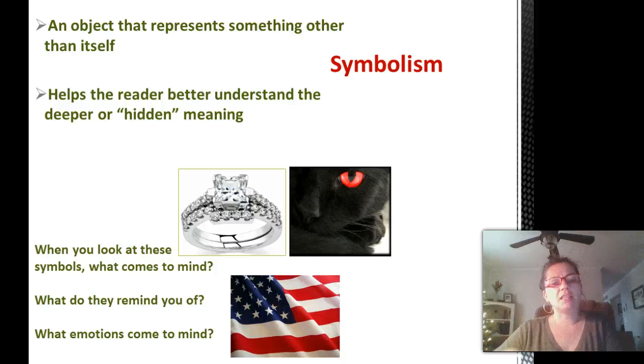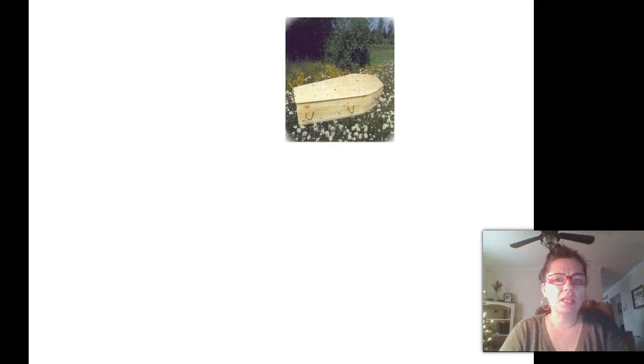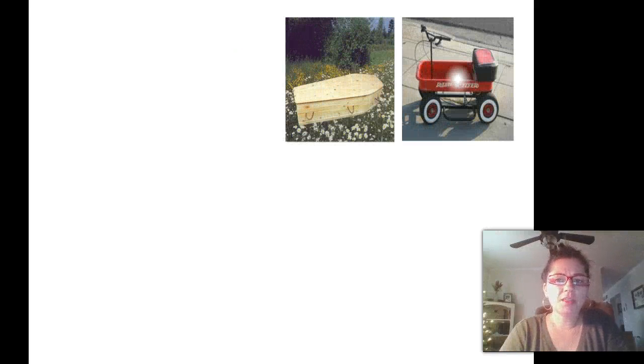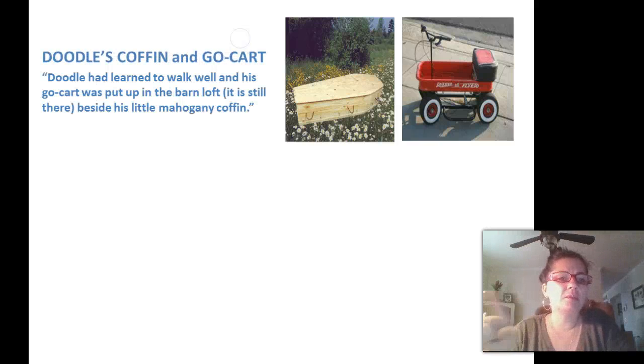It is what it is, but it has a deeper meaning, and making that connection helps the reader to better understand the deeper meaning. Now you've already done this. Let's take a look again at something familiar to us. There's a coffin, there's a go-kart. Those things we saw in The Scarlet Ibis, and they represented phases of Doodle's progress.